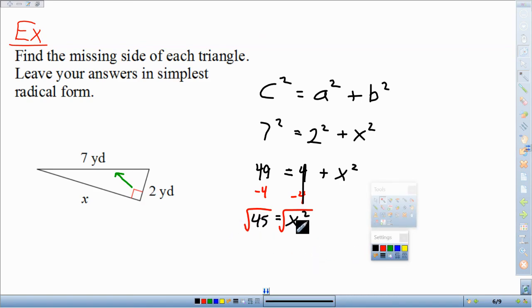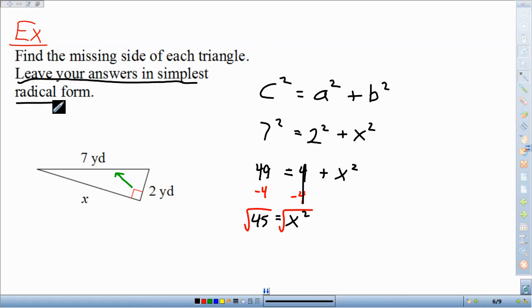Okay, so here's the thing. On this problem, it said leave your answer in the simplest radical form. They don't want us to type this into a calculator and get a decimal as an answer. They want us to simplify this radical. Let me show you how to simplify radicals. It's actually a pretty simple process.